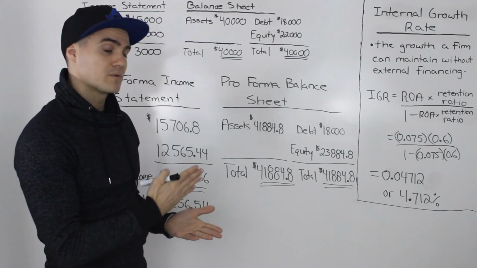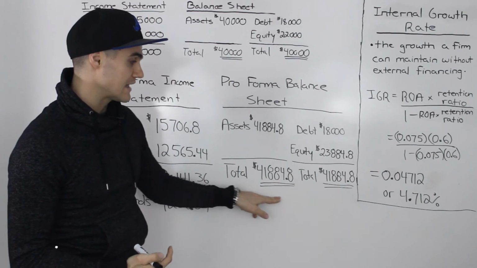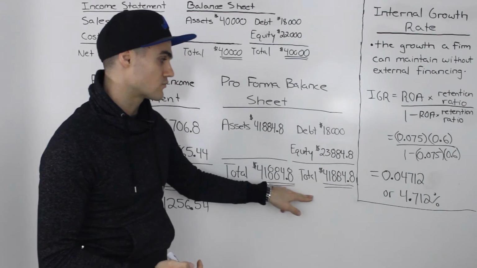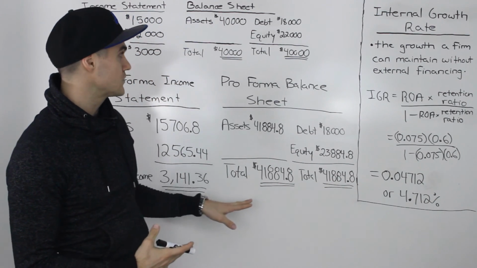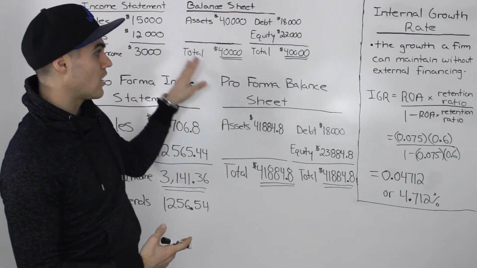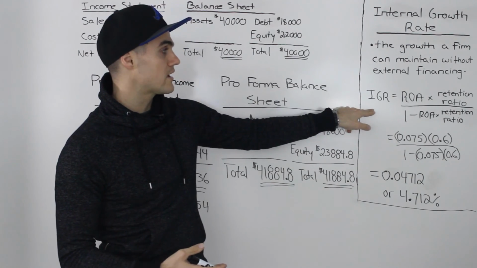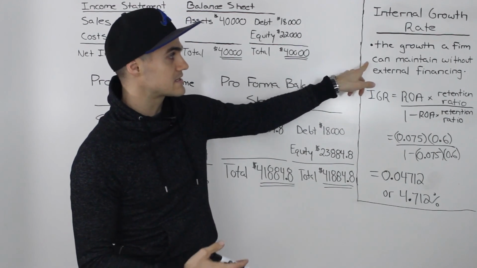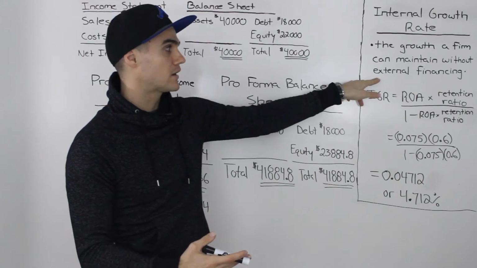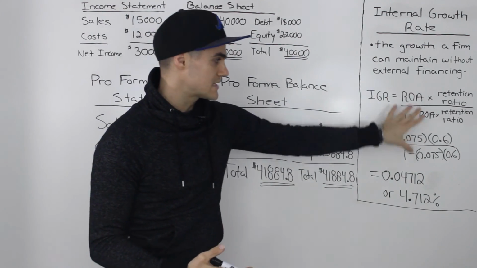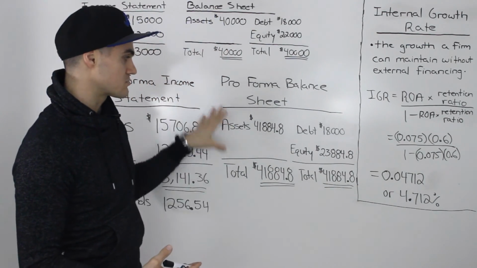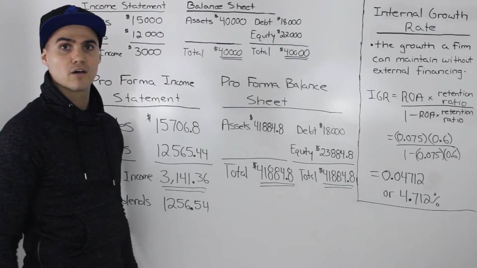Because if you remember, when we did need external financing, this left side was bigger than this right side. But because we grew the sales, the assets, the costs at this internal growth rate, and the internal growth rate is basically the growth a firm can maintain without any external financing, well, it seems like this is a legit formula because we just proved it with these pro forma financial statements.